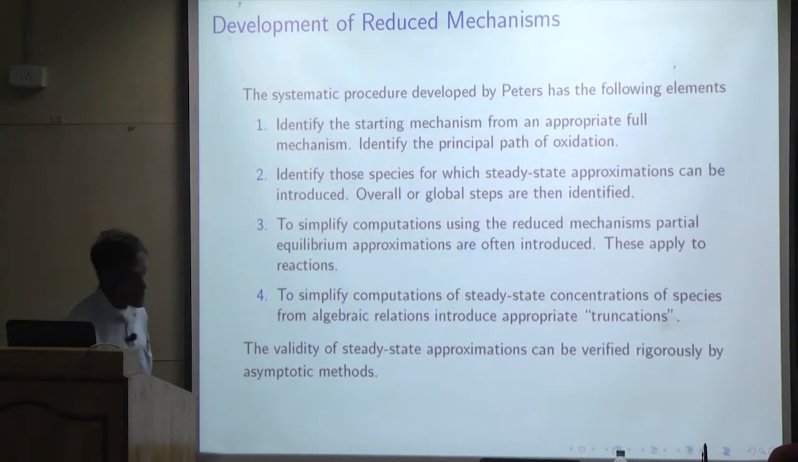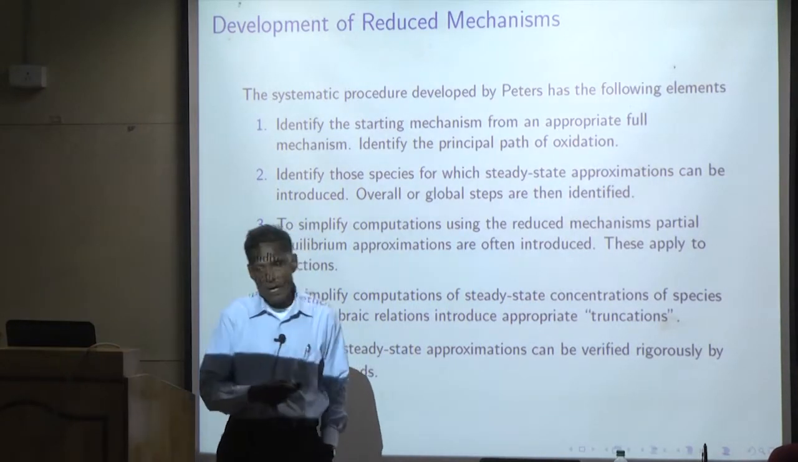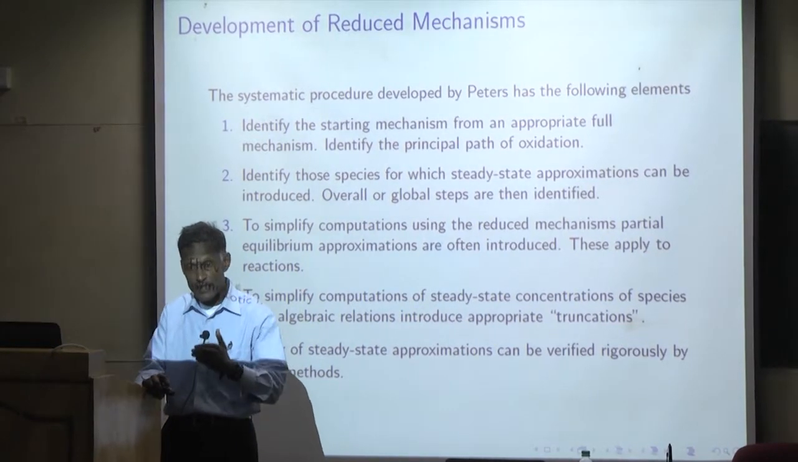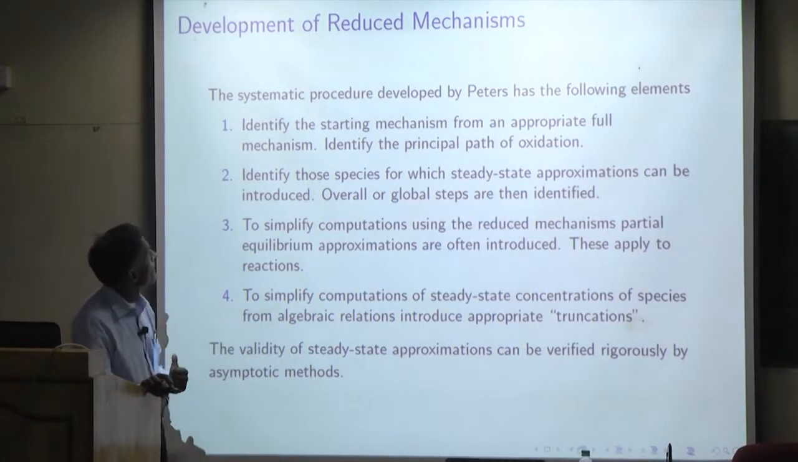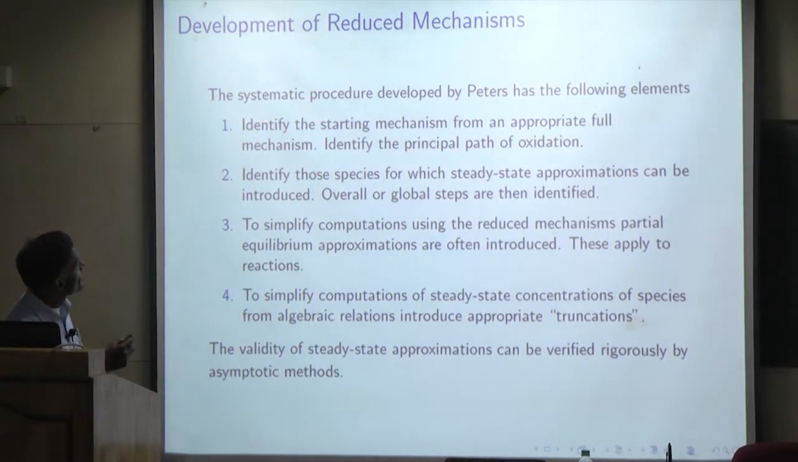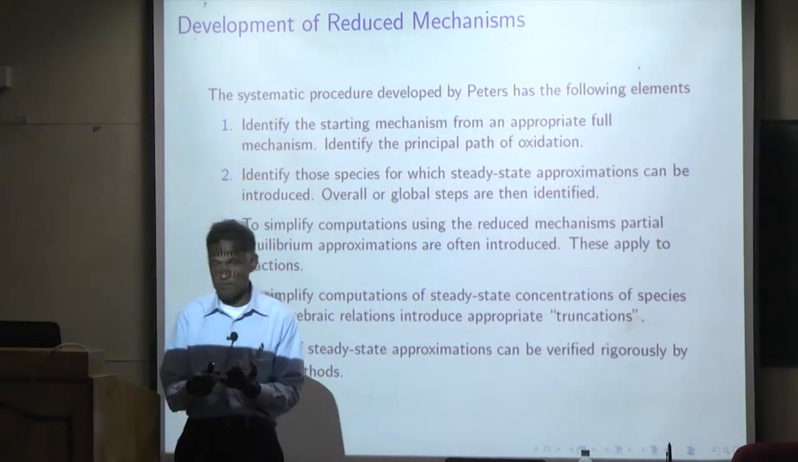Now I'm going to talk about how one goes about deriving a reduced mechanism from a detailed mechanism, okay? This was a procedure that was first described by Norbert Peters in Aachen. It has the following steps. First, you identify a starting mechanism from an appropriate source. The idea is that first you have to decide what you want to predict.